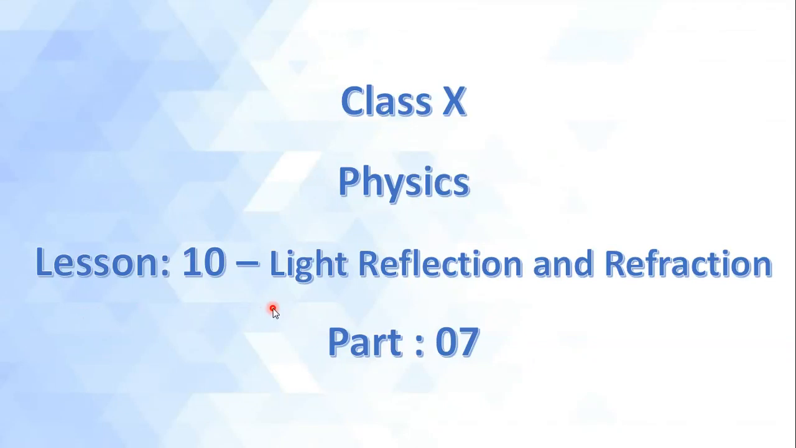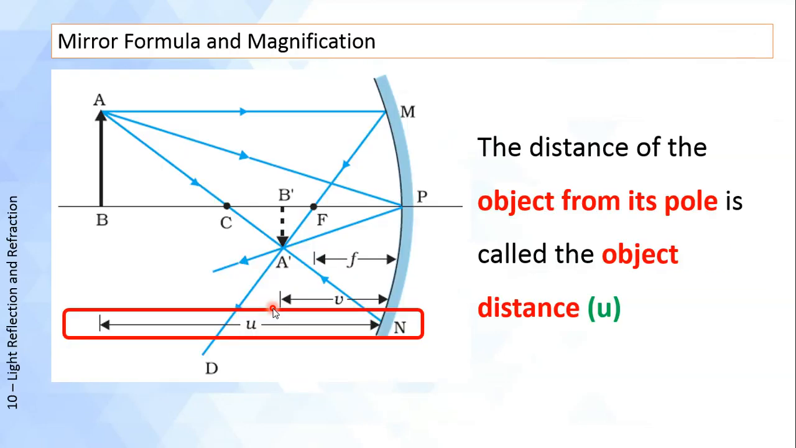In this video, we are going to learn about mirror formula and magnification factor. Before learning the mirror formula, we have to understand what are the different types of distances we are using in the mirror formula. The first one is object distance. The distance of the object from its pole is called the object distance. The measurement must be taken only from the pole. Pole is the center of the reflecting surface of a spherical mirror.